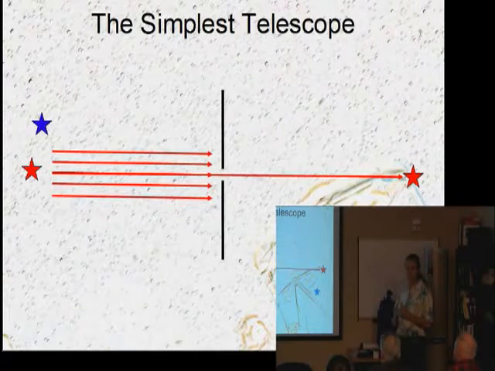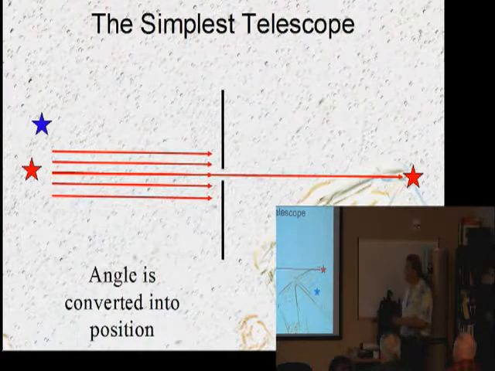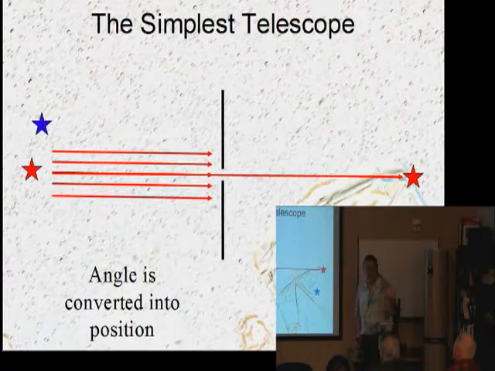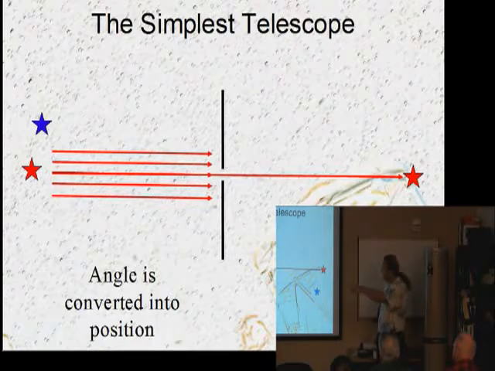Okay? Pretty easy so far, right? All right. So here's the interesting thing. Dr. Ritter is the one that said this to me when it finally stuck. I don't know how many of you know Dr. Joe Ritter, but he said, you know, angle is being converted into position. It maps angle into position. So the angle that the light is coming into the system determines the position on our screen, correct? Okay.